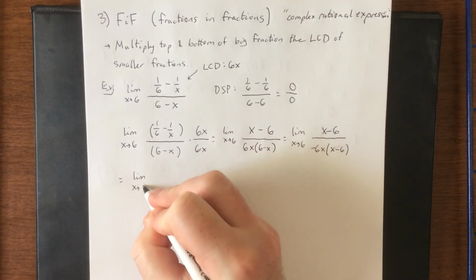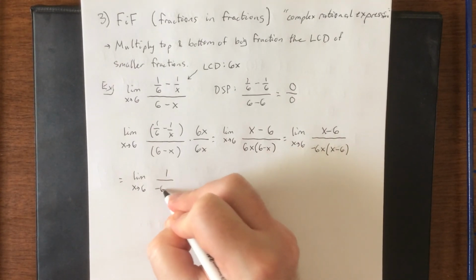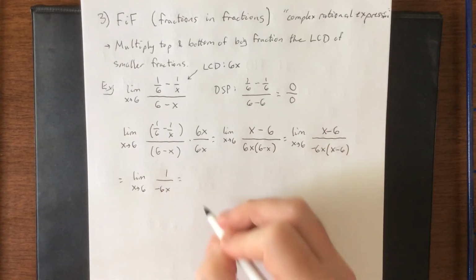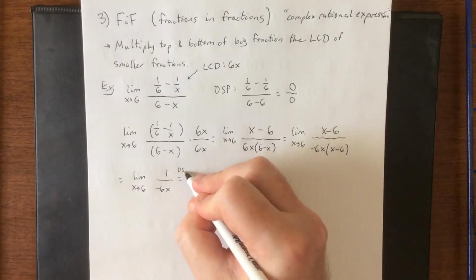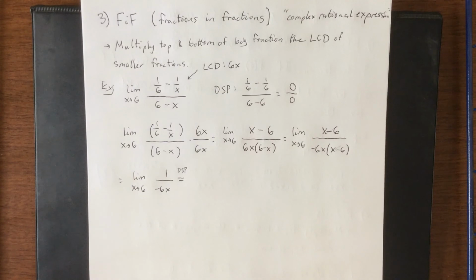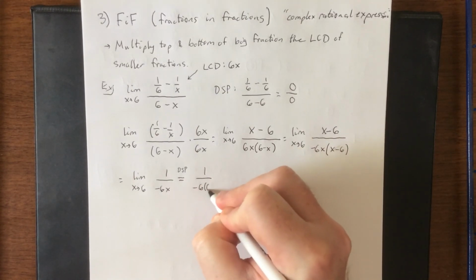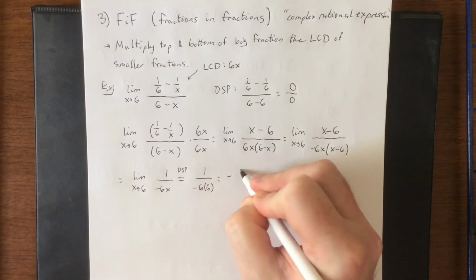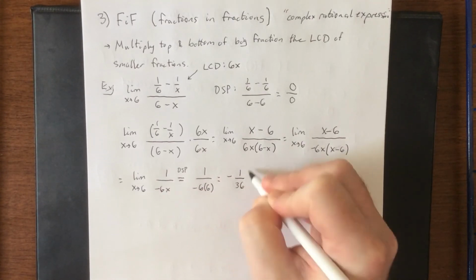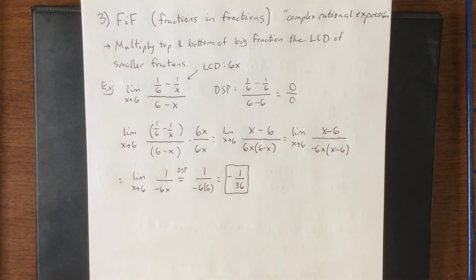And we're now taking the limit as x approaches 6 of a numerator of 1 and a denominator of negative 6x. At this point, you have gotten rid of the thing that was creating the issue. So the only thing left to do is apply the direct substitution property. Once again, notice that I've stopped writing limit at this step because we've actually applied the direct substitution property. Simplify the result completely and we get negative 1 over 36.